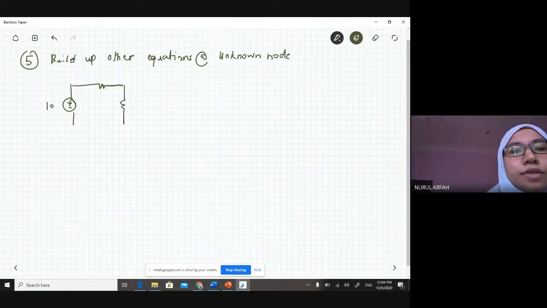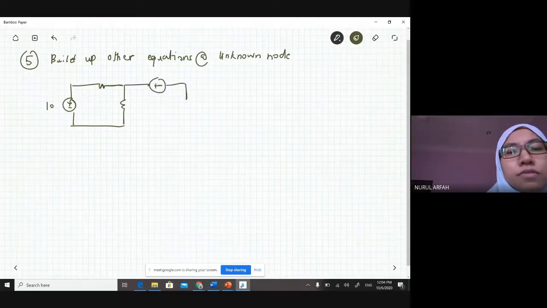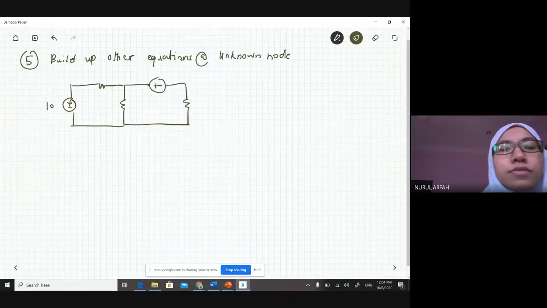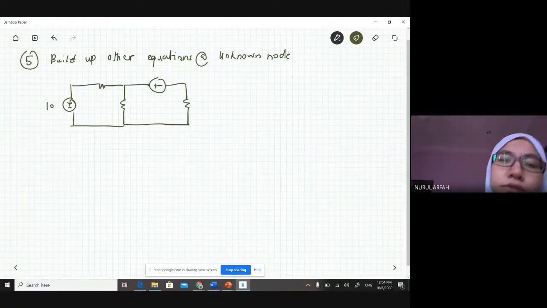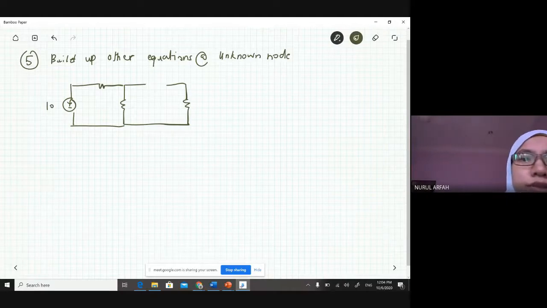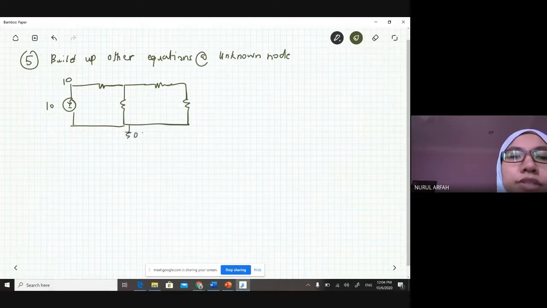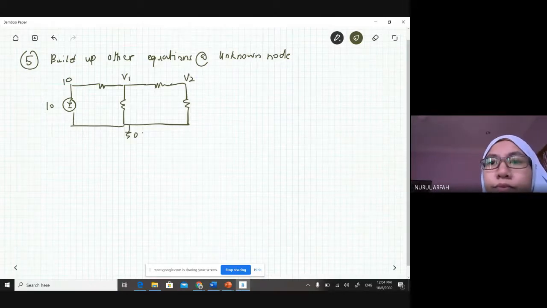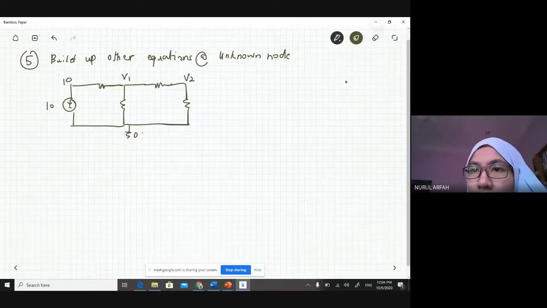Okay, let's see, if you have this is 10 volt, and maybe this is another resistor, a voltage source, and another resistor. Okay, I just put a resistor to simplify. Right, now you have this one as a 10, right? This is ground. This is maybe V1 and this is V2. Do you have something to ask?